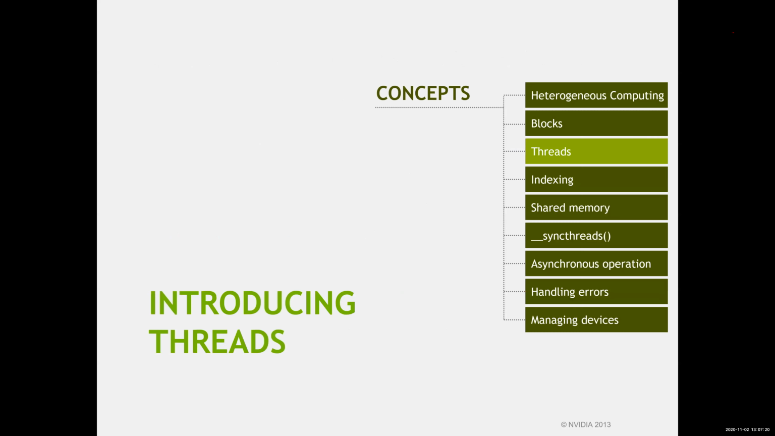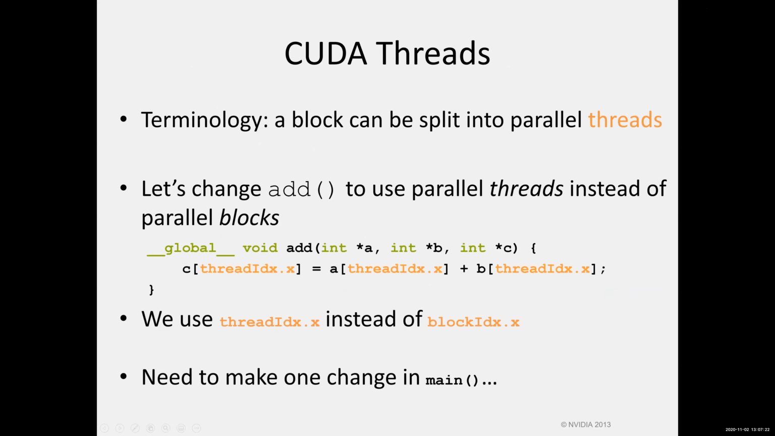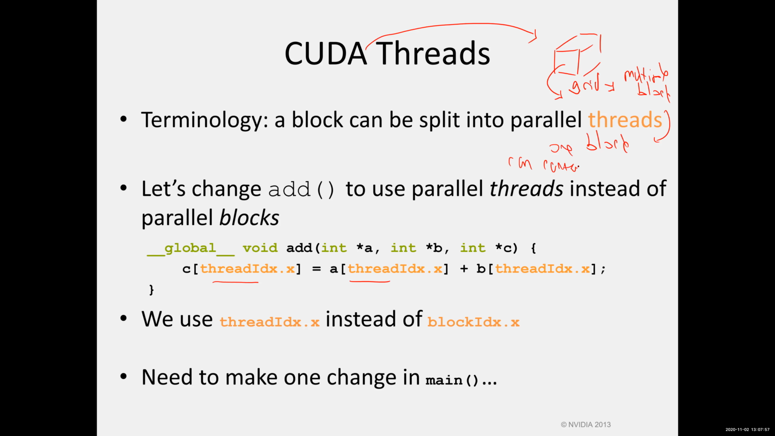All right, now the second option is you can now use threads. Rather than using block IDX, I can use thread IDX, because one block. So in CUDA actually it's based on a 3D grid. One grid can contain multiple blocks, and one block can contain multiple threads.